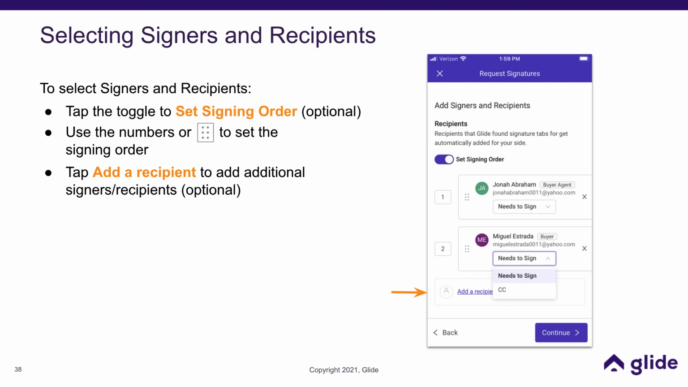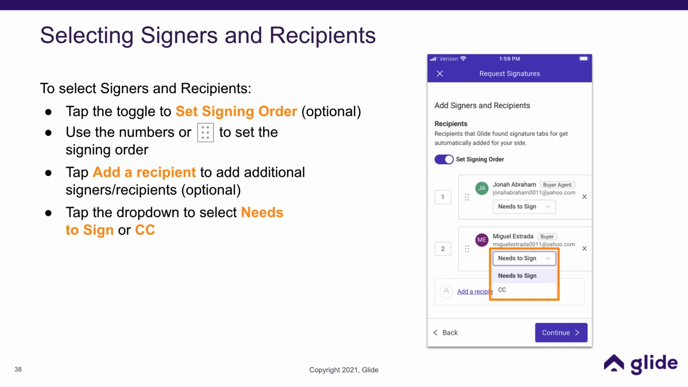Optionally, you can tap Add a Recipient to add additional signers or recipients. Tap the drop-down next to each signer and the recipient to select either Needs to Sign or CC. CC is carbon copy, just like in an email. It will place any recipients with the CC designation at the bottom of the list and will send this recipient a signed copy of the document after it has been signed by all parties. Tap Continue once all of the selections have been made.